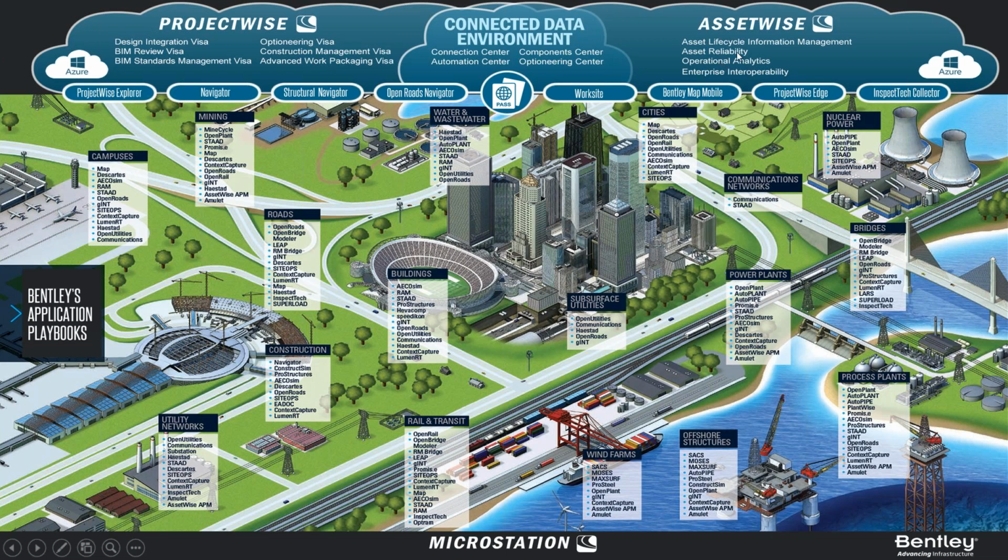Now AssetWise is the largest application, we can say the largest umbrella of applications, which basically takes care of asset life cycle information management, asset reliability, operational analysis, and maintenance of the asset. The complete life cycle of the asset will be taken care of by AssetWise.